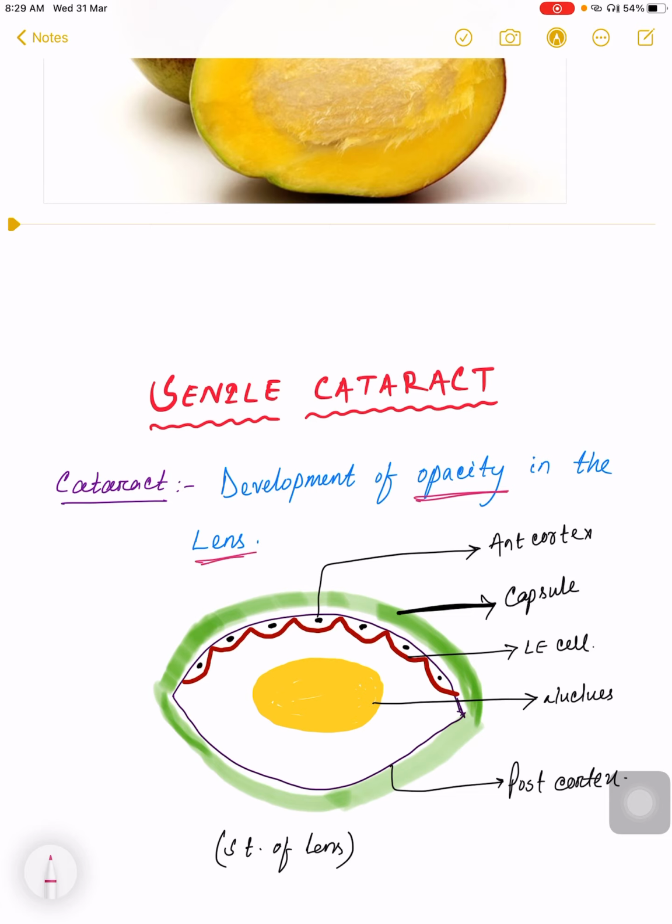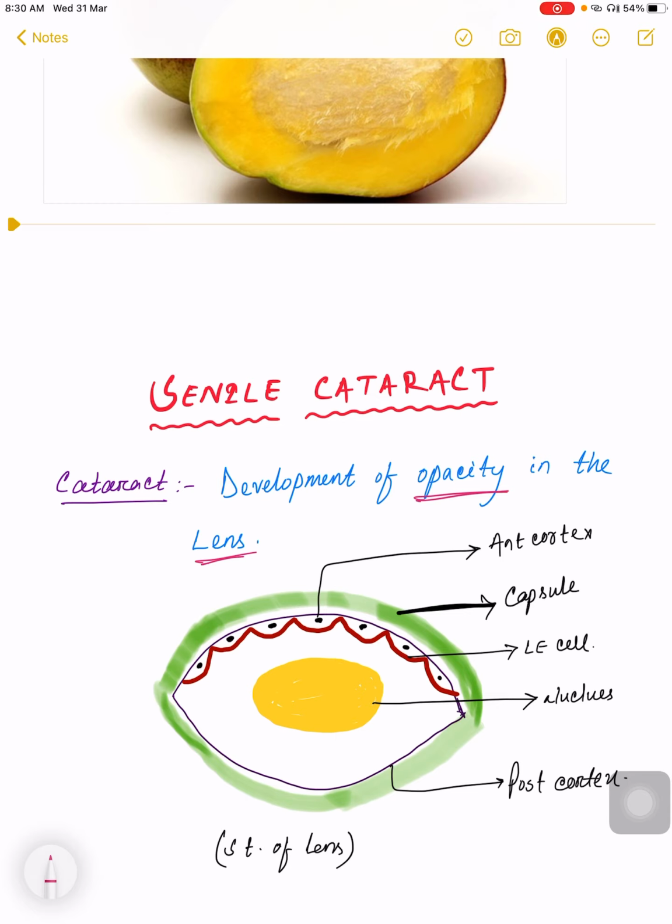See, if you look at the lens of the human eye, it is transparent, no? So light will pass through the lens easily and focus on the retina only if the lens is transparent. If it becomes opaque, then what happens? Light cannot pass and cannot focus on the retina. So we cannot see anything, no? This is known as cataract.